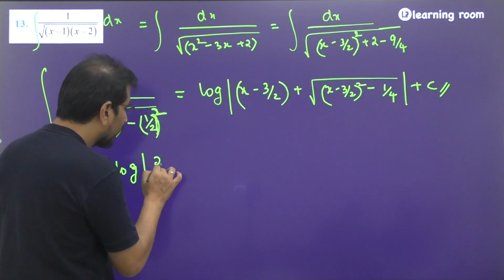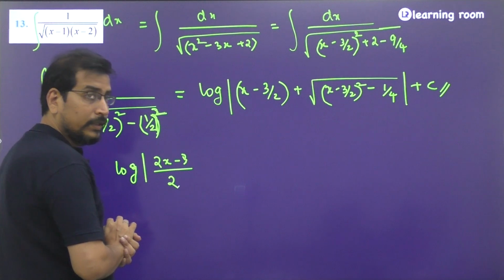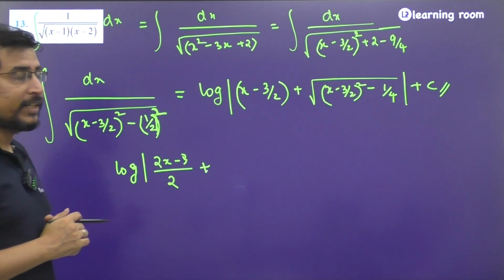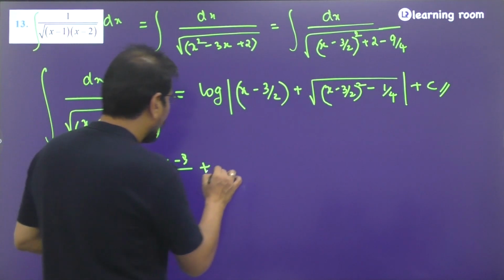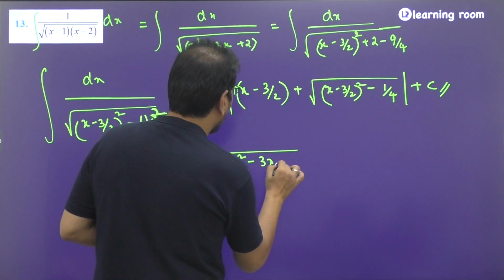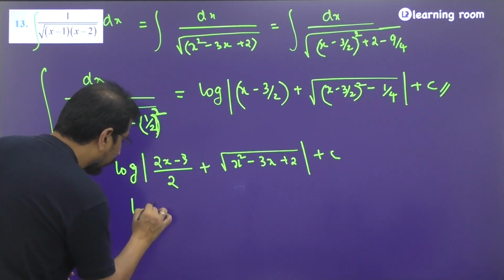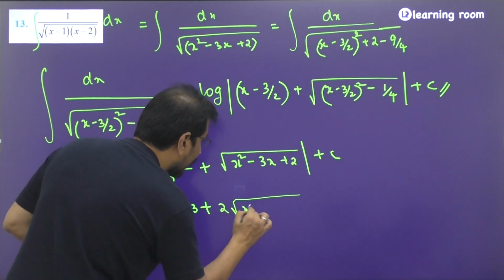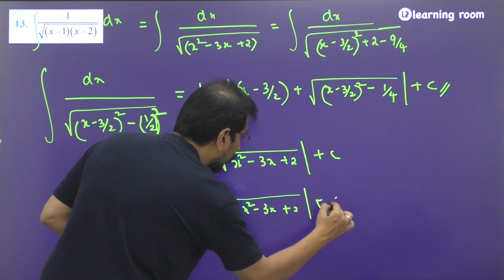No, you can write it as 2x minus 3 divided by 2, right? Plus this root of x minus 3 by 2 the whole square minus 1 by 4 is nothing but the question itself. That is this thing. Plus root of x square minus 3x plus 2 plus c. And this will be log of mod 2x minus 3 plus 2 times root of x square minus 3x plus 2 plus c.